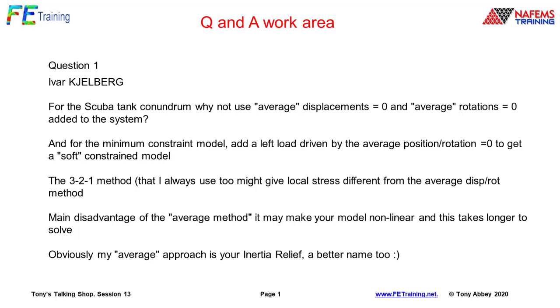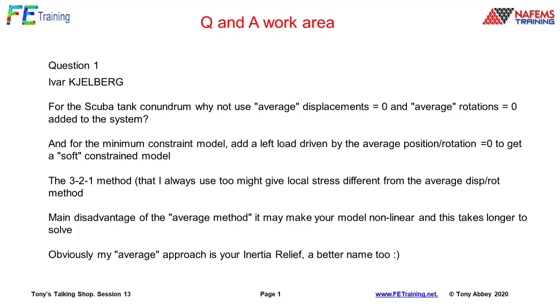Ivor goes on further to say, for the minimum constraint model, add a load driven by the average position and rotation equals naught to get a soft constrained model. The little note popped up to say that somebody uses a 2-2-2 method. Yeah, my little recipe was 3 degrees of freedom, 2 degrees of freedom, 1 degree of freedom. If you have the corresponding orthogonal sets, you can have 2 constraints at each of the 3 nodes. As long as you've got 6 constraints, getting rid of the 6 rigid body modes, any one of those variations will work.